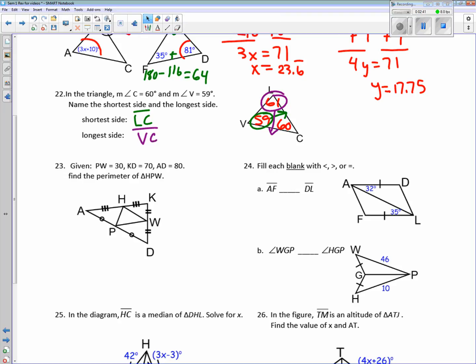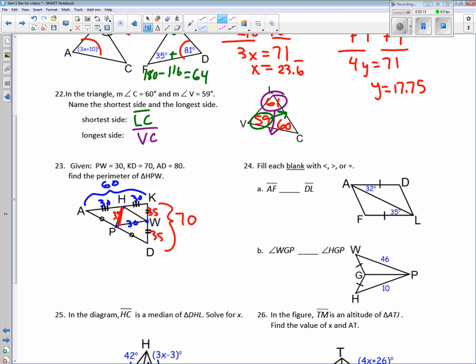On 23, these represent H, W, P represent midpoints. So what happens is if a mid-segment is 30, the side that's parallel to it is double that, 60. And those are all 30s as well. If KD is 70, that makes each piece here 35 and 35, and the side parallel to it is 35, or the mid-segment.